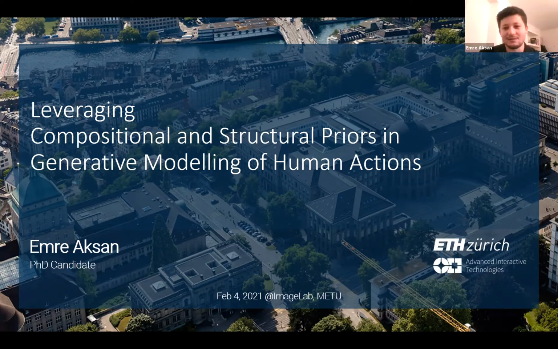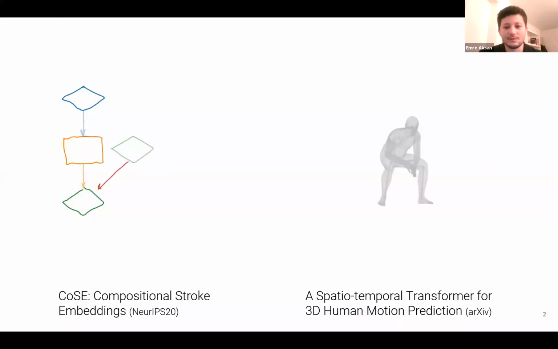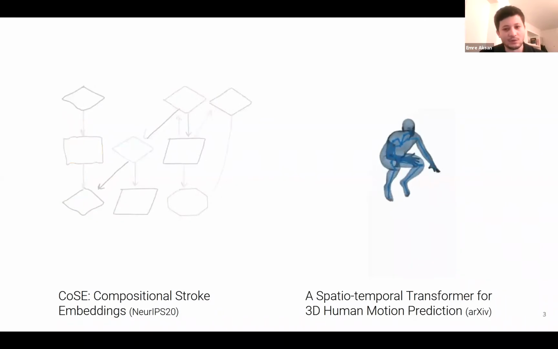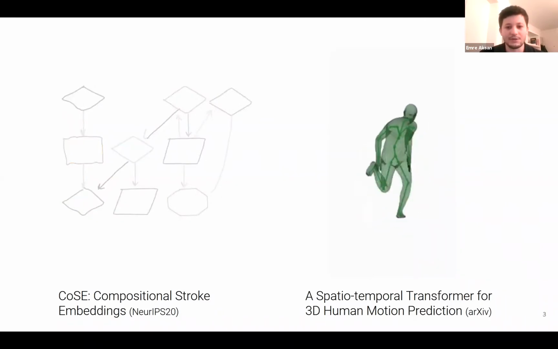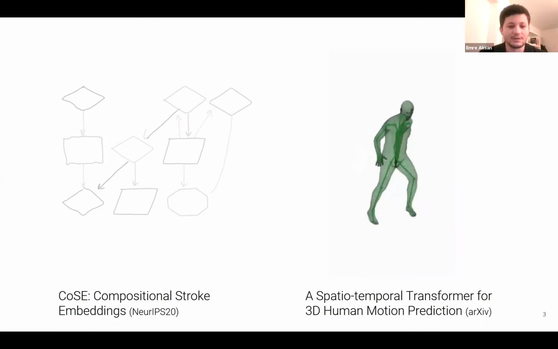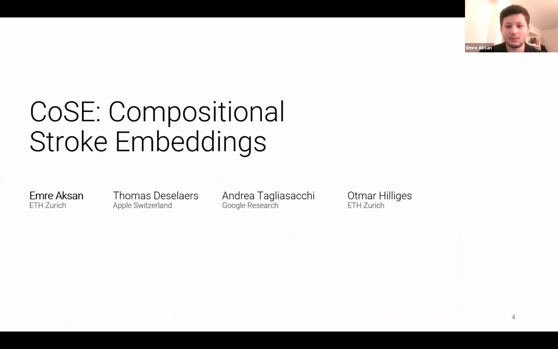So let's start. Today I'll talk about our recent works and how we leveraged compositional and structural task priors in our models. In the first part of my talk, I'll present our recent paper, Compositional Stroke Embeddings, where we propose a novel generative model for digital ink data. And in the second part, I'll switch to a completely different problem domain, namely 3D human motion, and I'll explain how we do representation learning for motion prediction by using the human skeletal configuration. So let's continue with the first one.